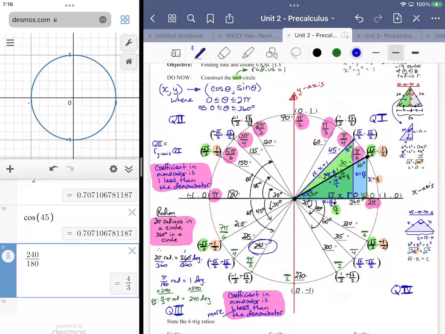So this one would have to be 5 pi over 4, right? Because I had a 6 becoming a 7. I had a 3 becoming a 4. So it would make sense that the 4 would become a 5.